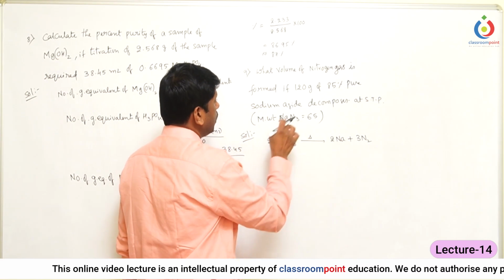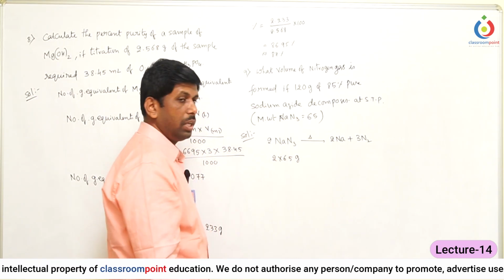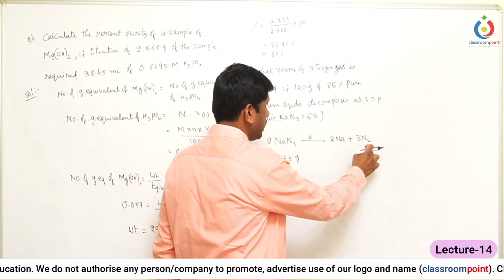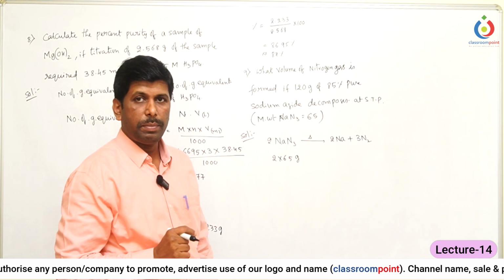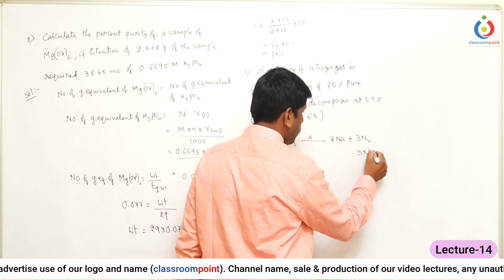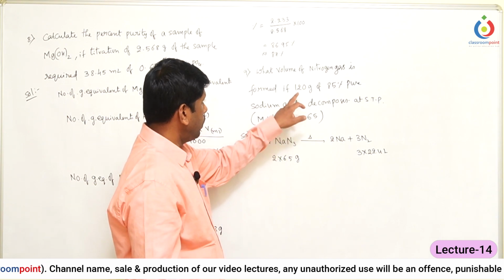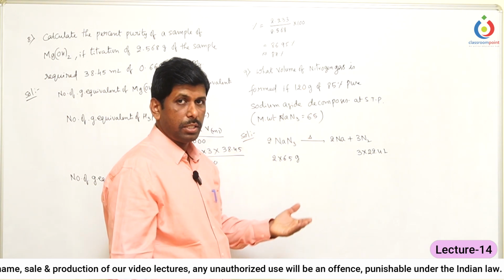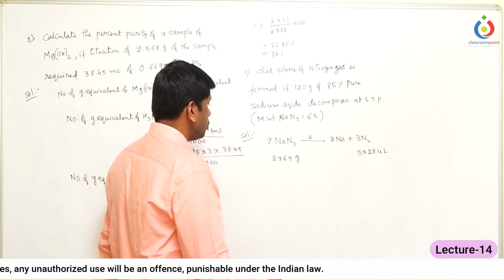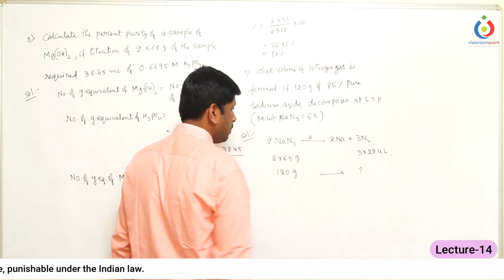So here 2 into 65 grams of sodium azide, because 2 moles is participating, produces 3 moles of nitrogen gas. 1 mole of any gas at STP occupies 22.4 liters. That's why here also 3 into 22.4 liters of volume is occupied. Then 120 grams of sodium azide participates, but it is not completely participating, only 85% of that is participating. So if that 120 grams of sodium azide participates, how much will be produced?